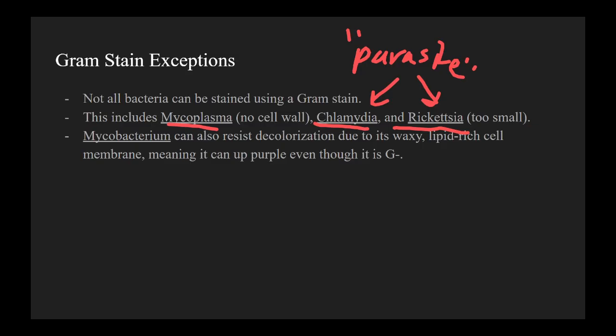And then Mycobacterium is another one that can resist decolorization. After you get crystal violet in, it won't get washed out, even though it's gram-negative, because it has a very lipid-rich cell membrane that the dye has a hard time getting removed from. So it'll stay purple, even though it's gram-negative.